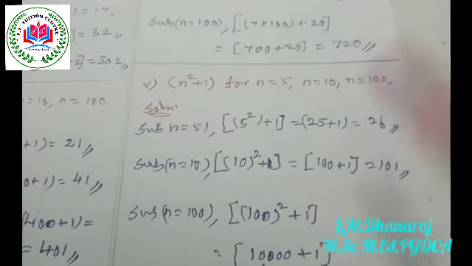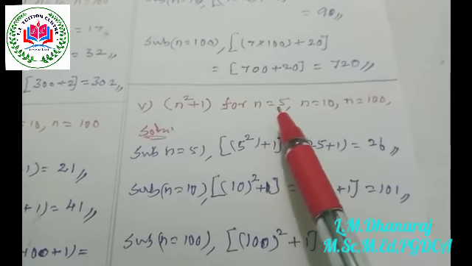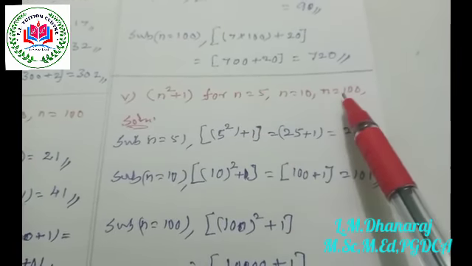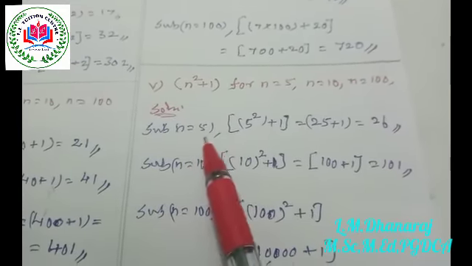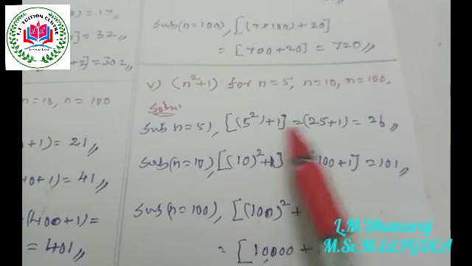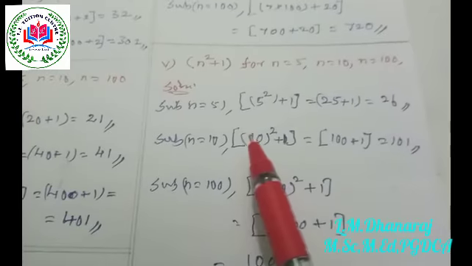And for the fifth subdivision, the given formula is n square plus 1. So we have to find the value of n is equal to 5, n is equal to 10 and n is equal to 100. So n square means instead of n, 5 square, that is 5 into 5 is 25. So 25 plus 1, that is 26. 10 square means 10 into 10, that is 100. 100 plus 1 is 101. Now 100 square means 100 into 100, that is 10,000. So 10,000 plus 1 is 10,001.